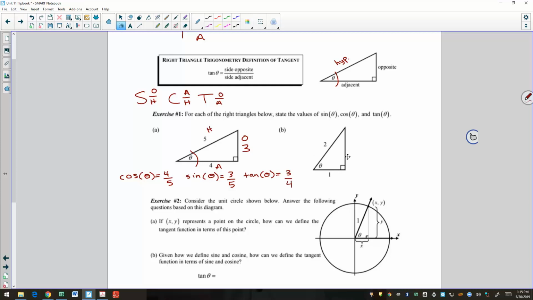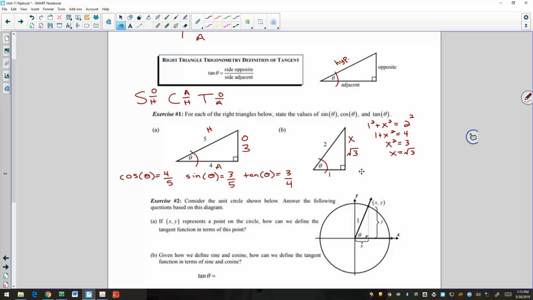Now this one, you're going to have to show a little bit of work to find the opposite side, because 1 and 2 is not a Pythagorean triple. So it is 1 squared plus x squared equals the hypotenuse, 2 squared. That's 1 plus x squared equals 4. Subtract the 1, x squared equals 3. x is the square root of 3, and leave it as radical 3.